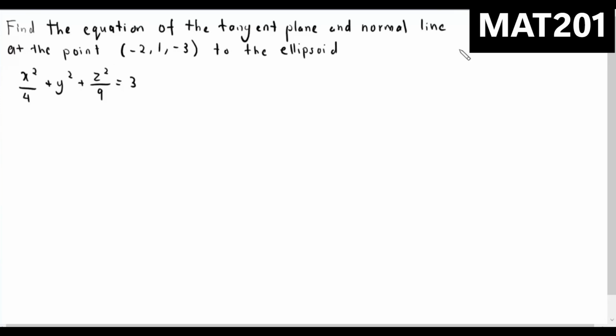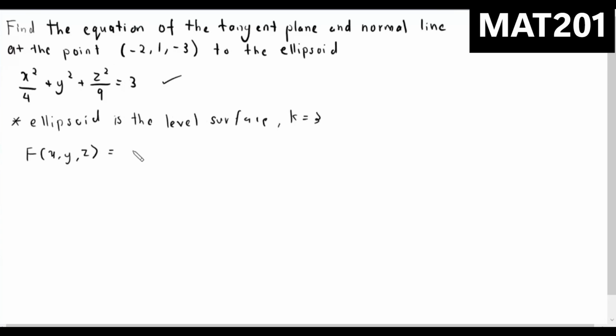So we need to understand the problem first. The ellipsoid given to us is the level surface where we have k equal to 3. And from this equation, we have the function of three variables, f(x, y, z), that is x squared over 4 plus y squared plus z squared over 9.